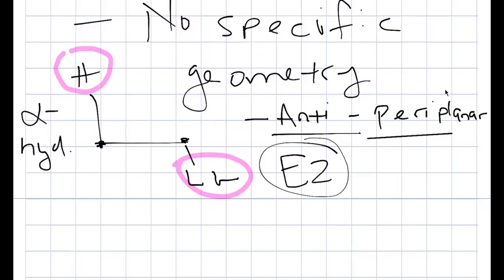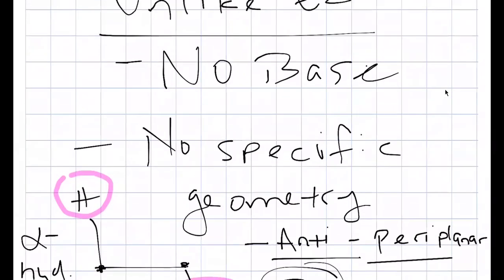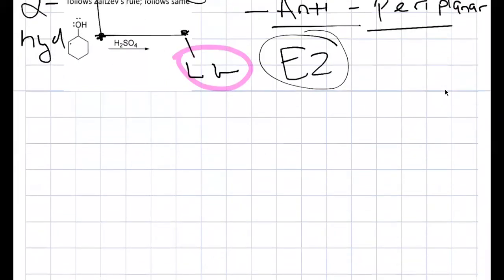All right. So for E1, again, no base. So it's different from E2 in that respect. And then no geometric requirement, which also makes it different from E2. So let's look at the reaction that I pulled down, and let's see how it happens. Go through the mechanism.